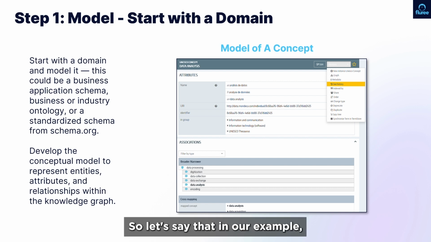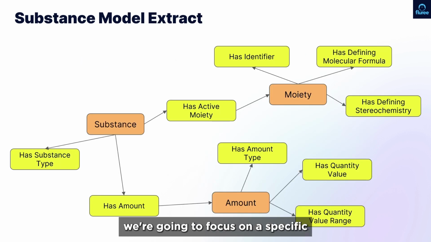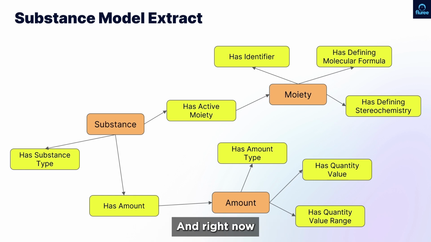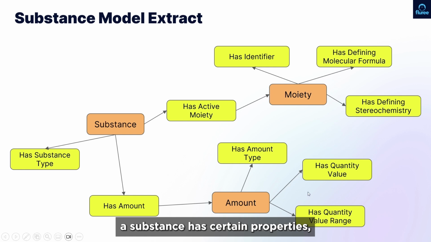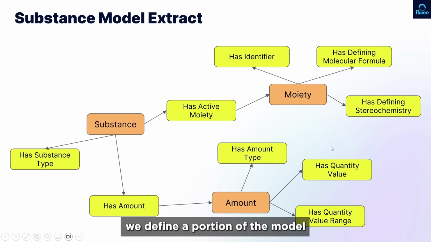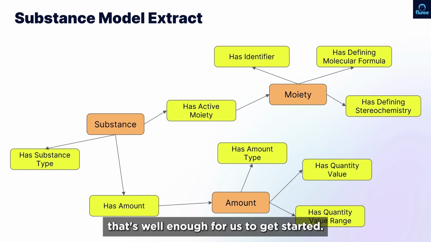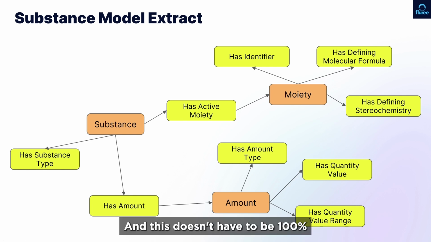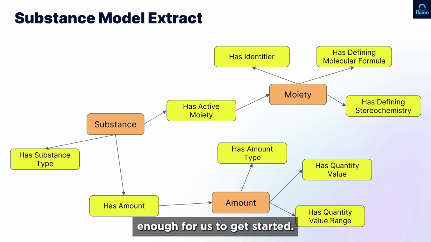So let's say that in our example, we're going to focus on a specific domain called a substance. Right now, we're just going to decompose substance, and we're going to say, okay, a substance has certain properties, but then the properties of the substance have relationships to other classes. In this case, we can say that a substance has a moiety, and a substance has an amount. And then these things, moiety and amount, they themselves have their own properties. So we define a portion of the model that's well enough for us to get started. It doesn't have to be 100% comprehensive, just good enough for us to get started.